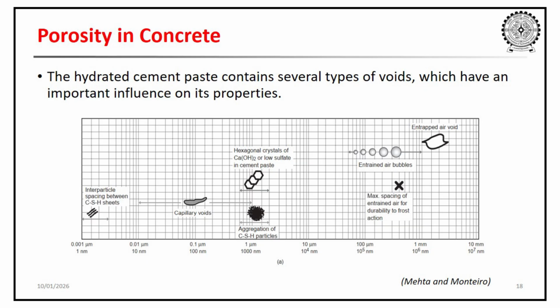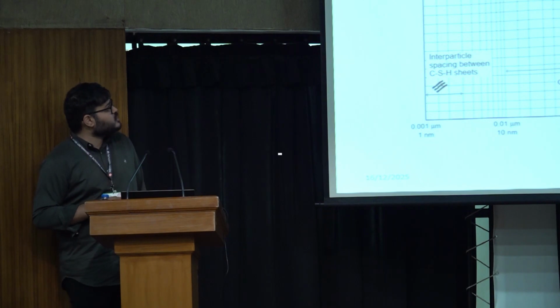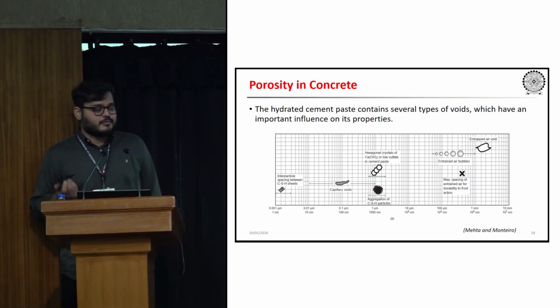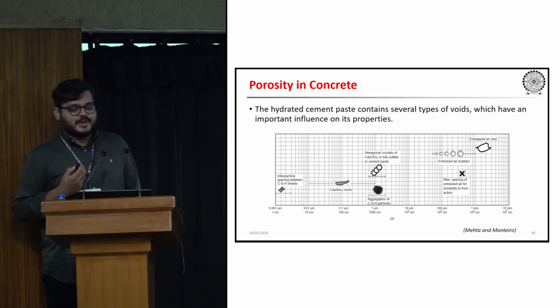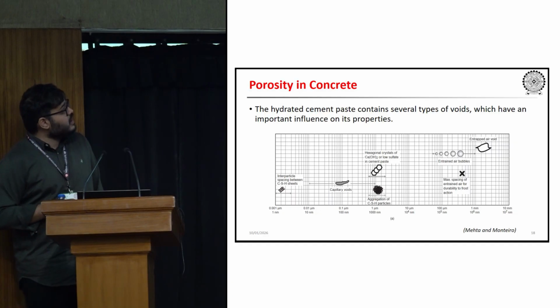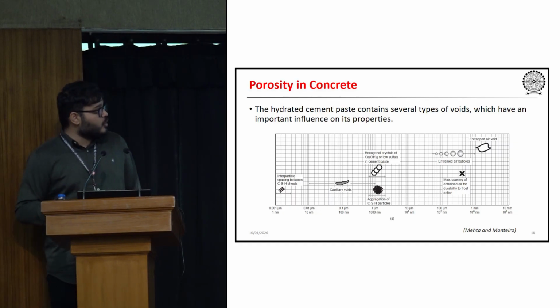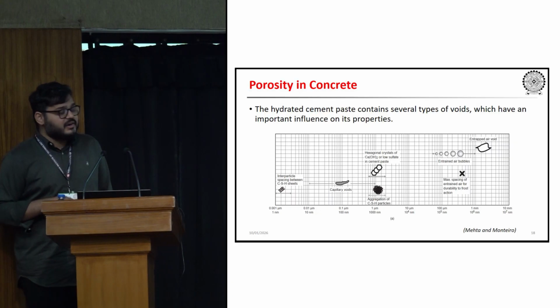So we have understood that the porosity in the cement is going to be very critical when you are trying to analyze the strength development. In cement, there are several types of pores. It could be what is known as gel pores. These are the interparticle spacing between the CSH gel. It could be capillary porosity. It could be some entrained air bubbles.